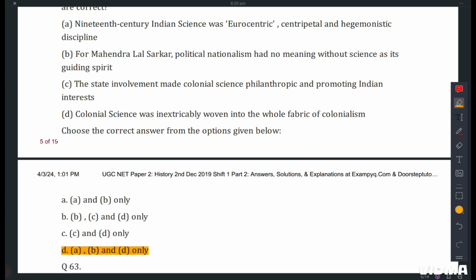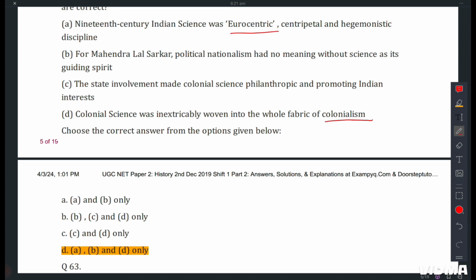It is option D, ABD. Okay. 19th century Indian science was Eurocentric. It is but obvious. Centripetal and hegemonistic, यानी कि superior लोगों के ही हाथ में था. Then Mahendralal Sarkar, political nationalism had no meaning without science as its guiding spirit. Correct. Then option D, colonial science was inextricably woven into the whole fabric of colonism. Eurocentric था, इसीलिए colonism से ही woven रहेगा. उसका influence तो आएगा ही. European influence and the colonial tendency.